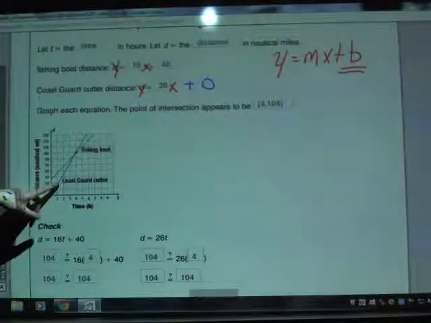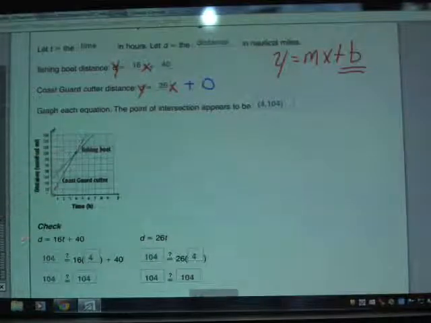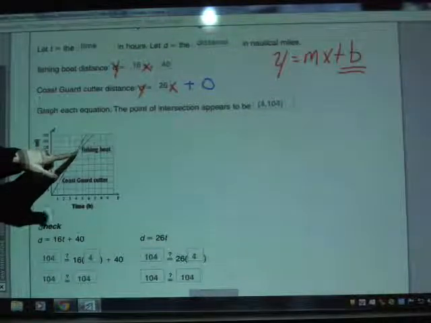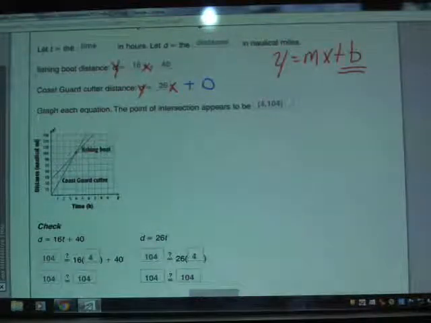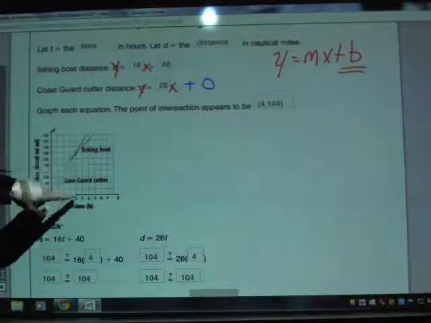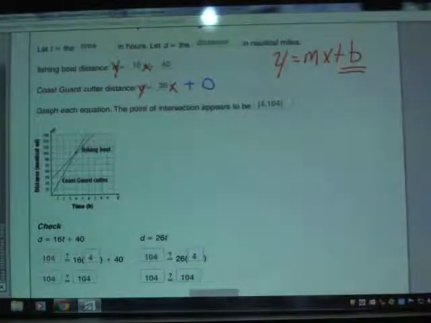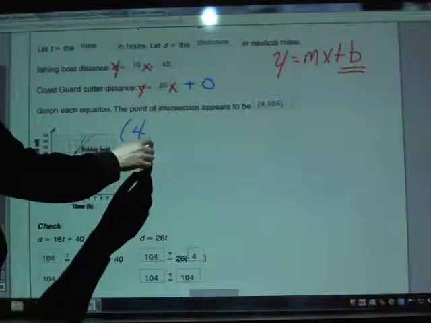So I'm going to go up 26, right 1, put a dot. Up 26, right 1, put another dot. Up 26, right 1, put another dot. And keep going. In this particular question, when we did that over and over again, we saw that these 2 points ended up at the exact same location. That's good, because that's where the graphs are going to intersect. That's my solution. That solution here is 4 on the x-axis, and what turns out to be 104 on the y-axis. So we're pondering here a solution of 4, 104.